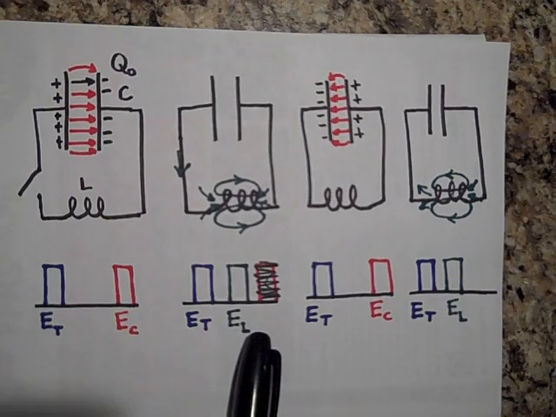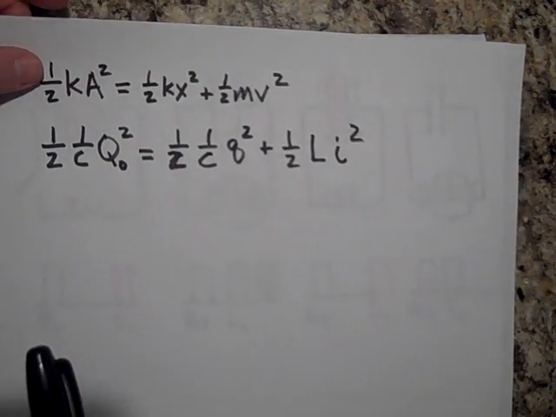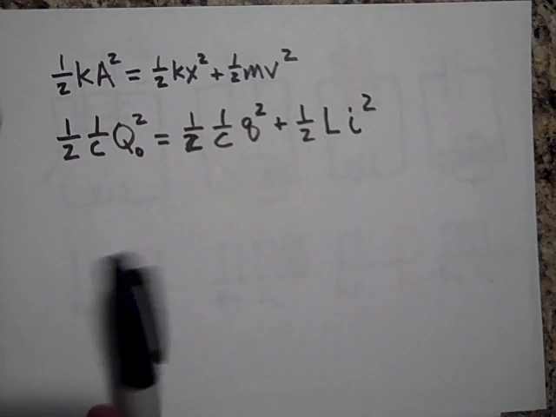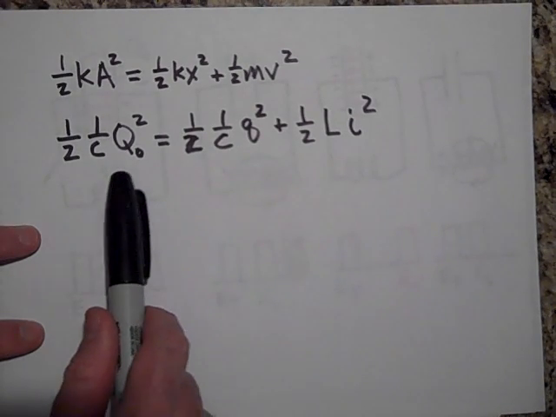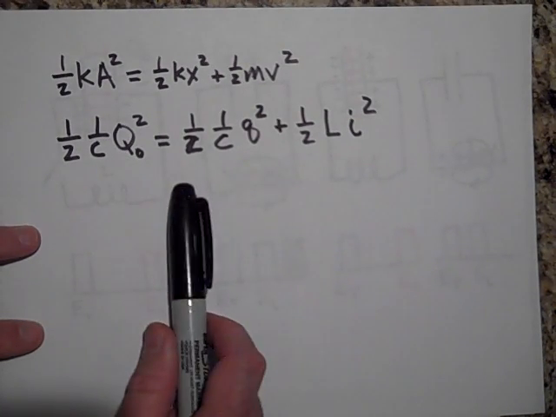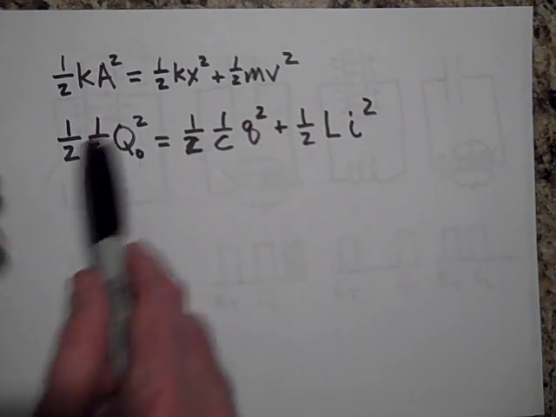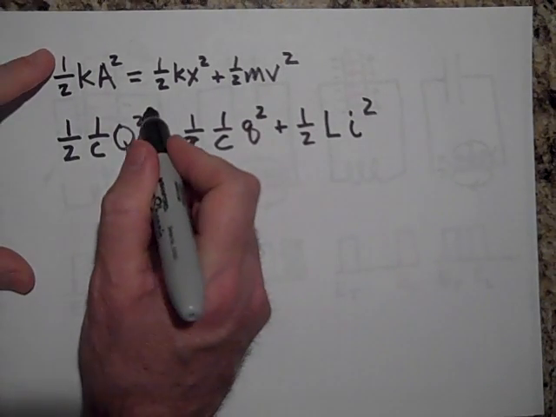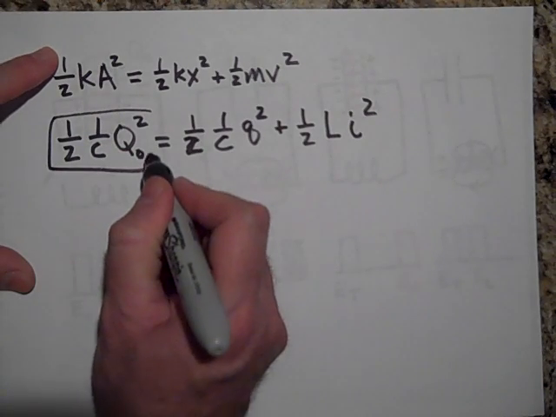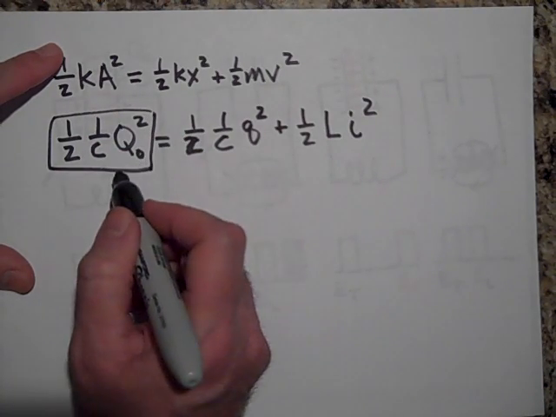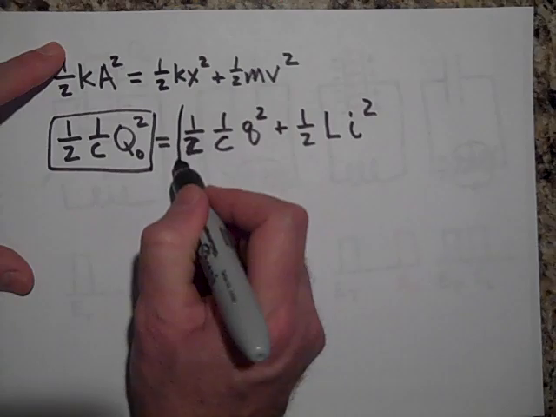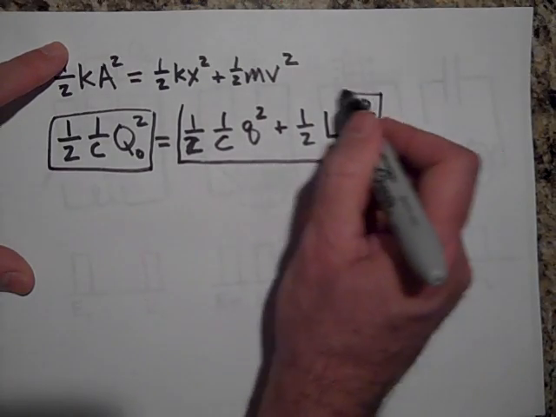And the equation that you use to show that is this equation. So 1/2 1/C Q naught squared is equal to, I won't read that to you, but it's the energy at the beginning. This is the total energy. This is E equals E prime. So this is the E at the beginning. This is the E at some intermediate time.